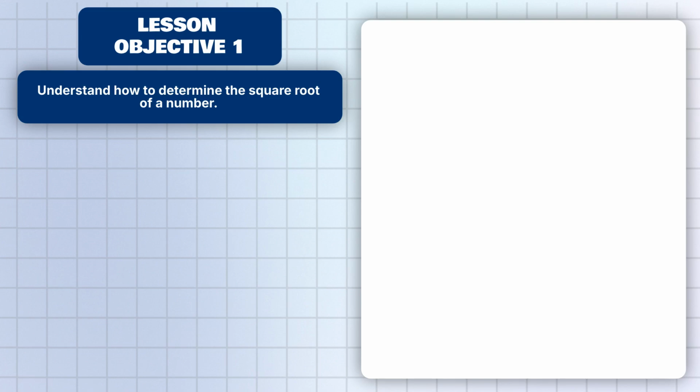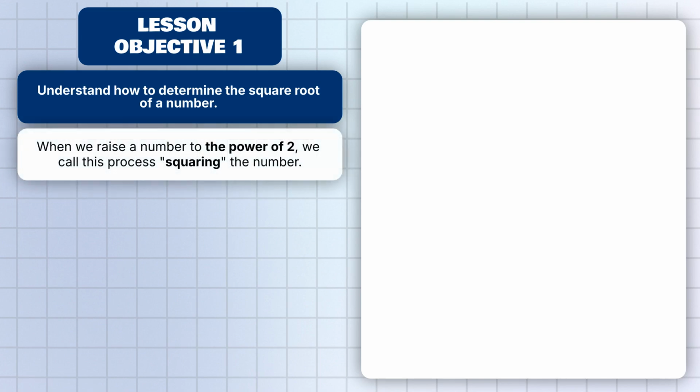In our previous lesson, we looked at squaring a number. When we raise a number to the power of 2, we call this process squaring the number. If we have a number, n, its square is written as n squared, and computed as n squared is equal to n times n. For example, 4 squared is equal to 4 times 4, which is equal to 16.